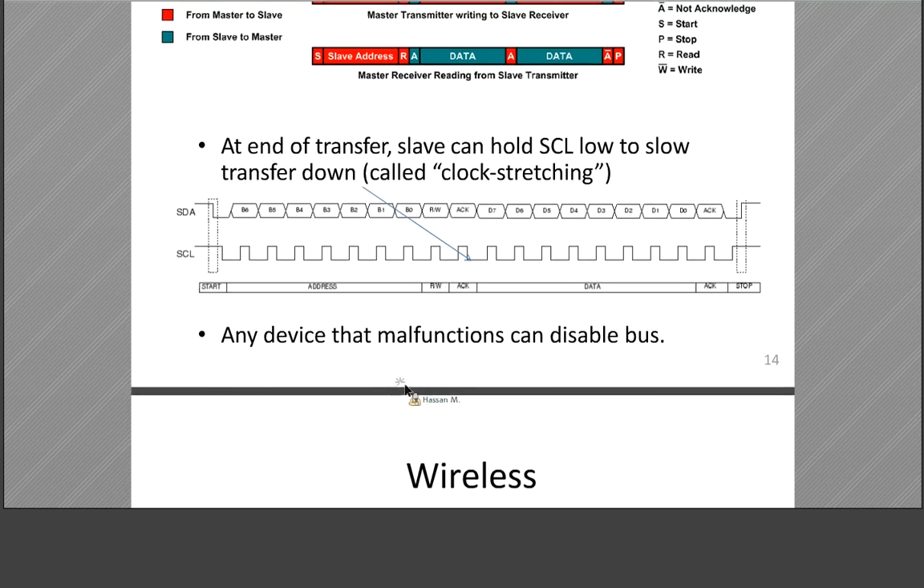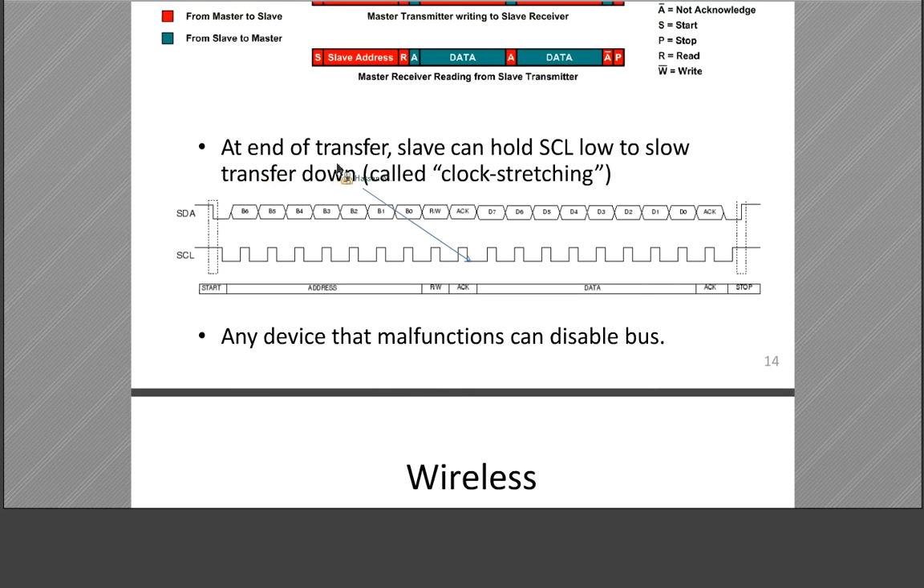Two small hints. At the end of transfer, a slave can hold the SCL line low to slow down the transfer, for example if it needs to wait. That is called clock stretching. Be patient: I, as a slave, tell the master, please be patient, I'm so slow.